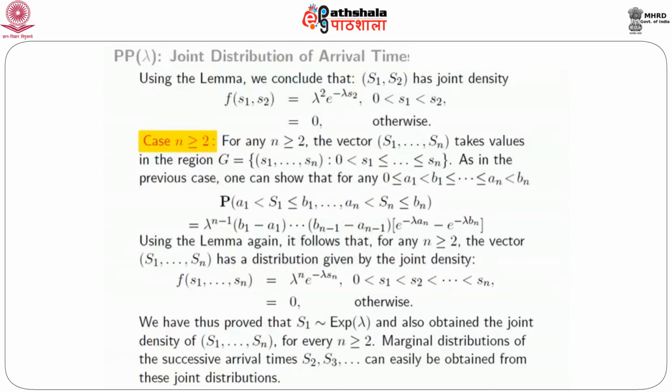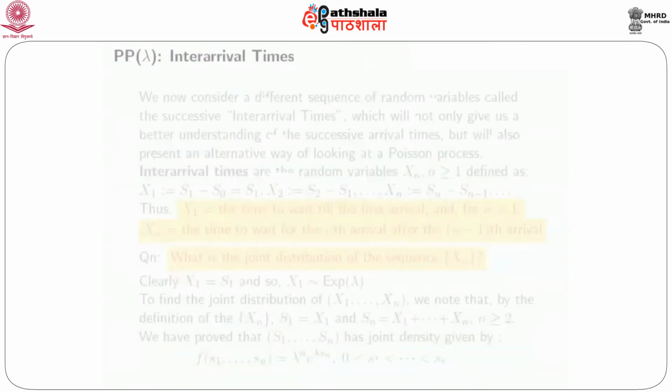So what have we proved? We have proved that S1 has exponential lambda distribution, and we've also obtained the joint density of (S1, S2, ..., Sn) for every n greater than or equal to 2. Now from the formula of joint density, it is not yet clear exactly what the joint distribution of (S1, S2, ..., Sn) is. We have a formula for the density, but we'll get a better picture very soon. Of course, the marginal distributions of the successive arrival times S2, S3 can easily be obtained from these joint distributions. That is something you know: if you have the joint density, you can find the marginal density by integrating out all the other variables.